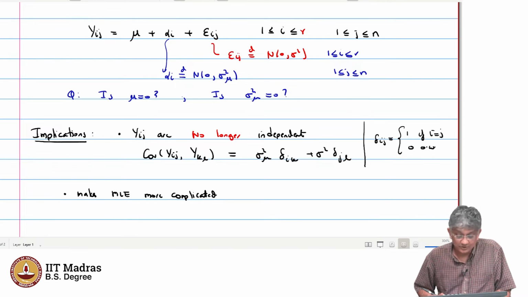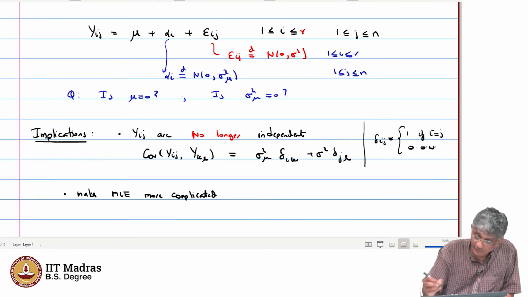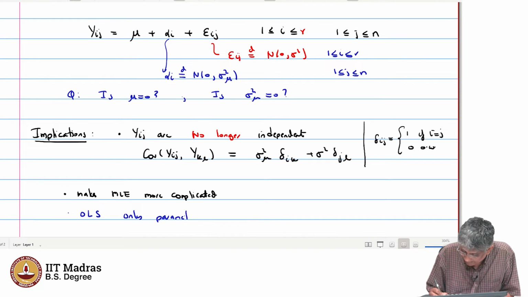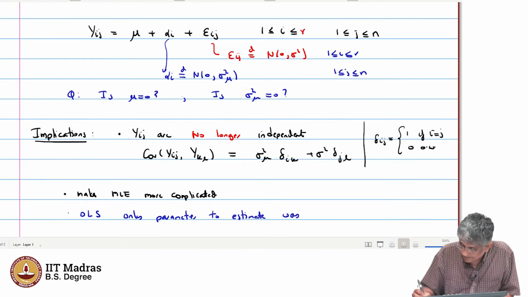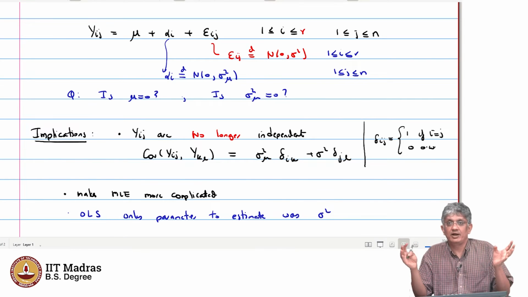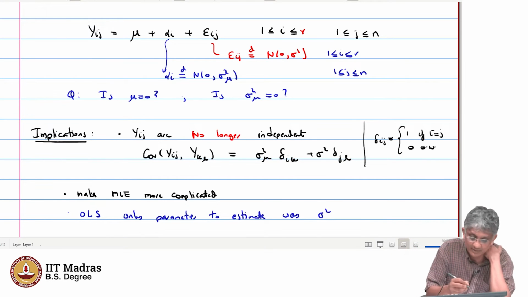So note that earlier, in the ordinary least squares method, the only parameter to estimate was sigma squared. That's easy, right? Because the variance covariance matrix was sigma squared I, because all the random variables epsilon ij were assumed to be independent.